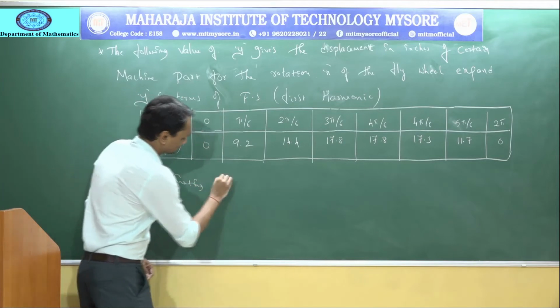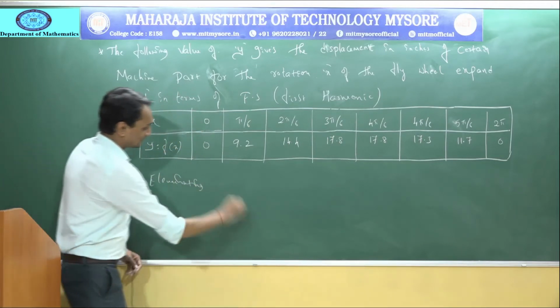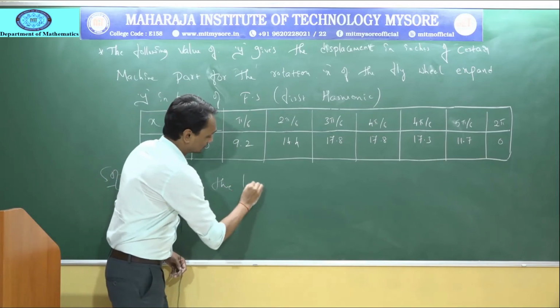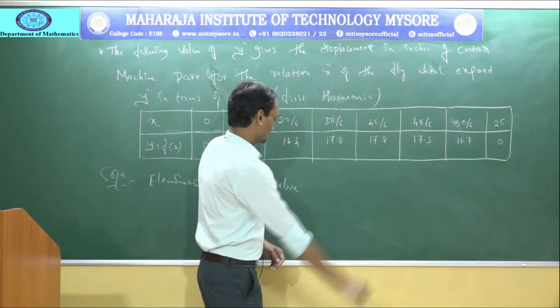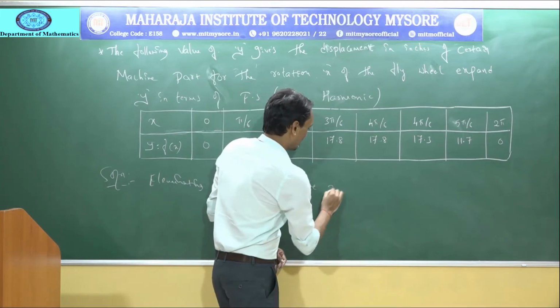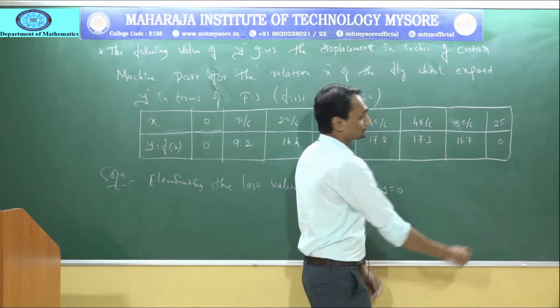Eliminating the last value, that is x equal to 2 pi, y equal to 0.